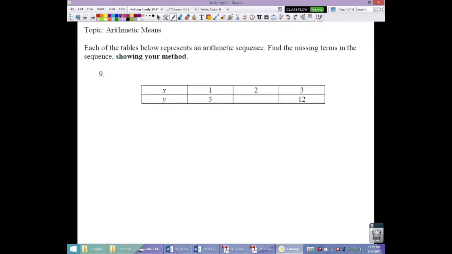So what we know when we're told that this is an arithmetic sequence, and there's nothing specific about the table that should say that to us, just the directions tell us it's arithmetic. That means it adds something to get from one term to the next. So I'm going to say from 3 to this missing term added something called m. That same value was added again to get to 12.